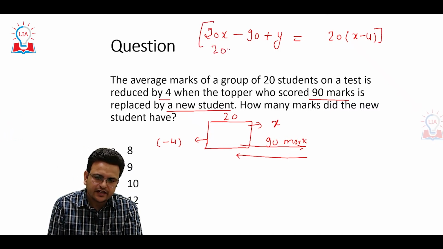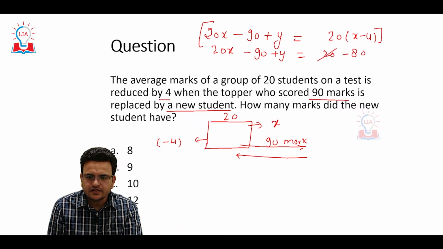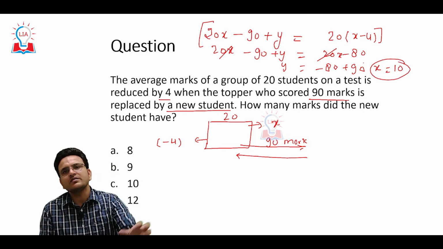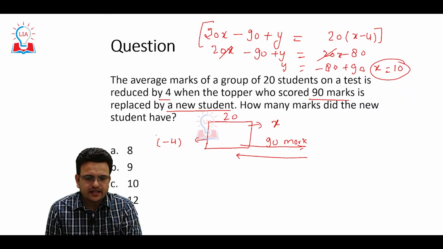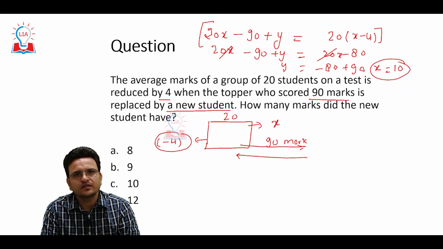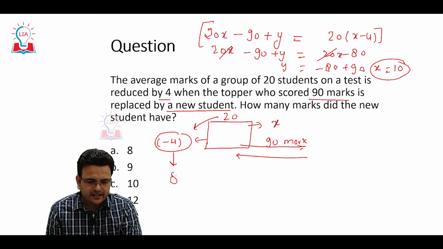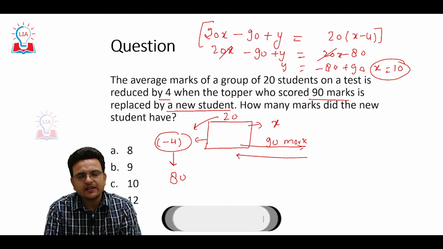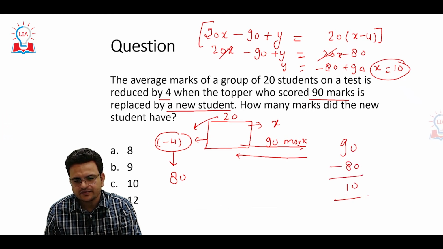So here we have 20x minus 90 plus y equals 20x minus 80. So 20x we can cancel, and then y will be minus 80 plus 90. So y will be 10. This is one way you can solve this particular question. Okay. Second way, you can simply say that whenever the average is reduced by 4, the total reduction among 20 candidates will be 4 into 20, 80. It simply means the person who is coming will definitely have 80 less than the person who is leaving. So the incoming student's marks will be 10. This is the shortcut you can use to solve it.